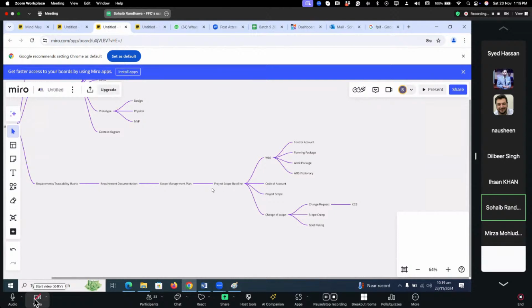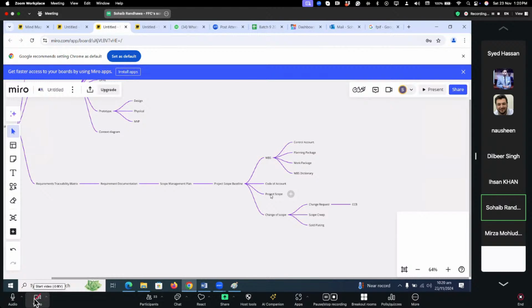And the scope management plan had the project scope baseline. In the baseline, we had the WBS, work breakdown structure, in which we have 4 types of things. The major distribution was control account, and then further we have planning packages, then work packages, and after all these, information was stored in the WBS dictionary, work breakdown structure dictionary. And then we have a code of account, which actually assigns the codes to all the activities in the WBS.